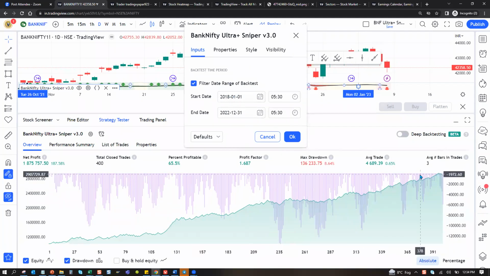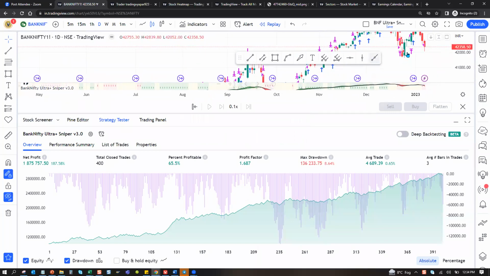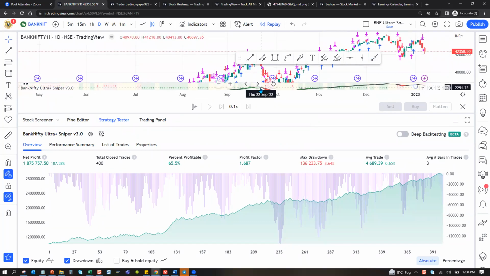This is 5 years of data. So in the last 5 years, let's say 400-something trades it's picking. ये TradingView के historical data से अपने आप pick कर रहा है, based upon the conditions and codes given. Now when you see the overview, this is the overview.